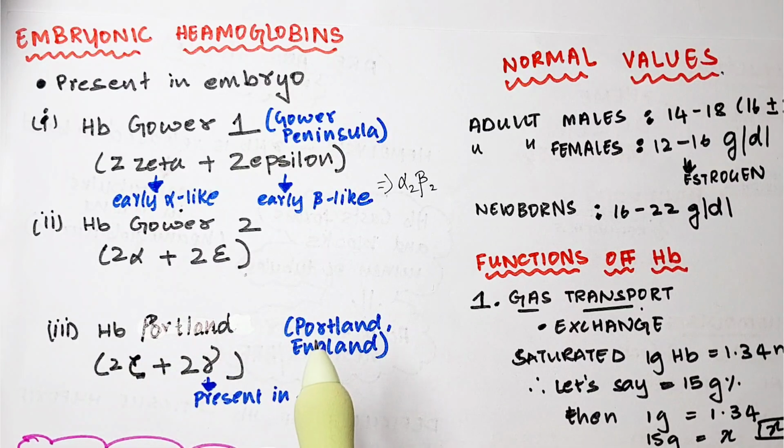Now, Hb Portland, likewise, I said, it has been found in Portland, which is present in England. So, 2 zeta plus 2 gamma. Now, gamma is something that is present in the fetus, which is true. Eventually, this gets converted into the fetal hemoglobin.